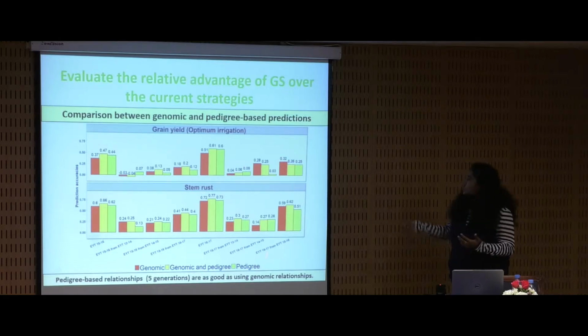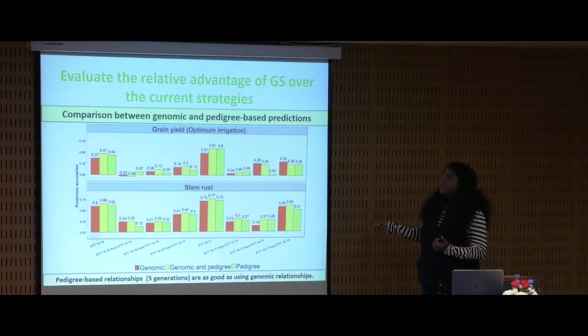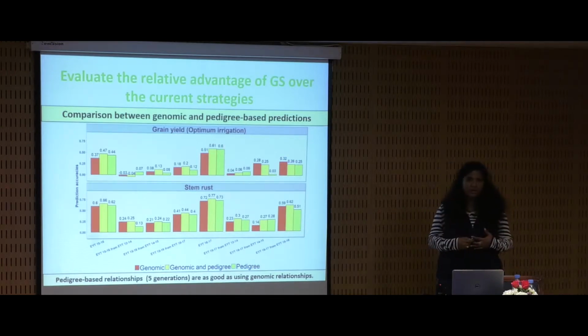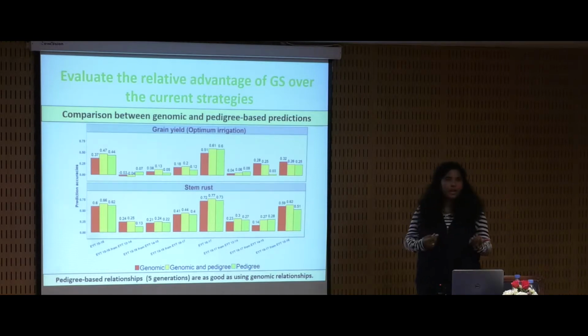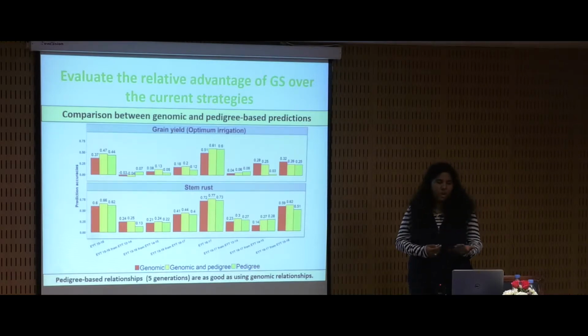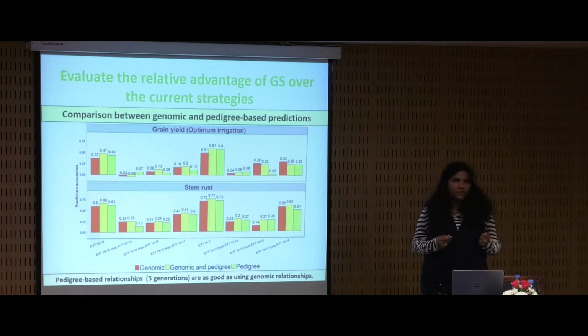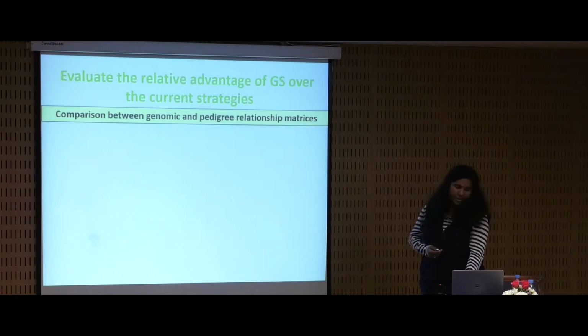And the green ones are the pedigree. So what we observed is that the pedigree does equally good as the markers, both within and across nurseries, which is not something that you would expect because the markers are known to capture the realized relationships between lines, and they should perform better than the pedigree.